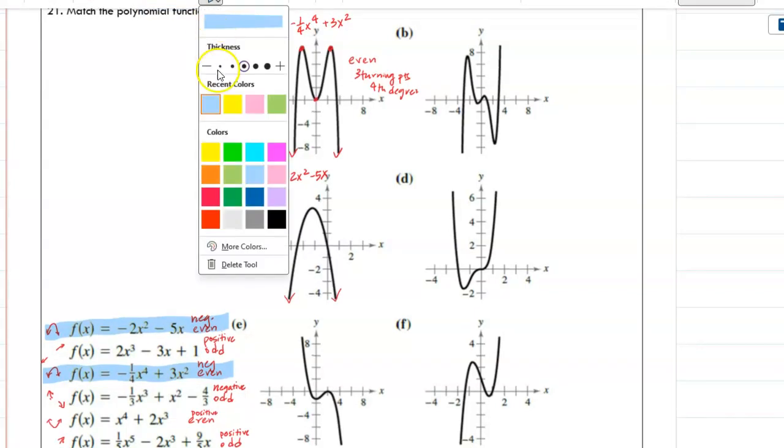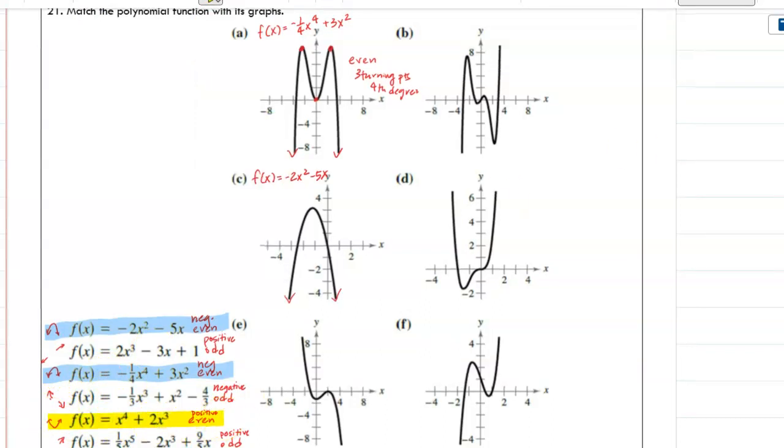I can't get my highlighter to work. It's this one right here. And if you take a look, this one is definitely even. F of x equals x to the 4th plus 2x cubed. Okay, now that leaves us with the odd ones. If you look, that's going to have a positive slope. That means it's going to have a positive coefficient. This one is also going to have a positive slope. This one right here is going to have a negative slope or a negative coefficient.